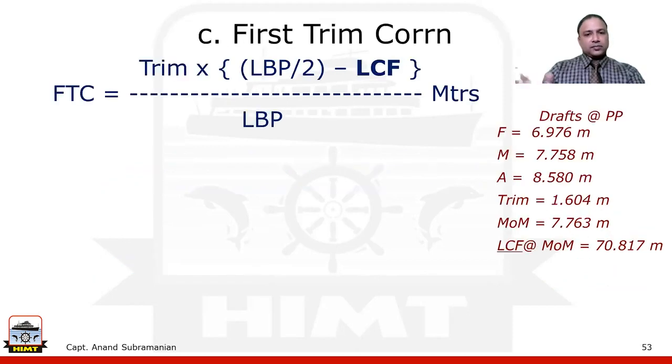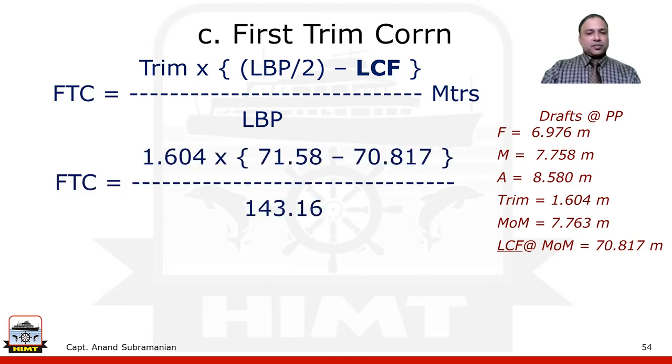But remember, we don't want the midship of the vessel, we want it at the longitudinal center of flotation. So we come to the first trim correction, and the formula for that is trim multiplied by half of LBP minus LCF. This LCF is the LCF of the mean of mean drafts, which we got from the previous step. So we have all these known values. The trim is also known to us, that is the trim at the perpendiculars. The mean of mean drafts is also known to us. Now the LCF for the mean of mean drafts is obtained from the hydrostatic tables, and that is 70.817. So we are going to use these values to obtain our first trim correction.